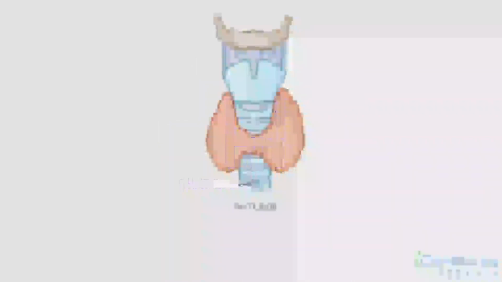In some people, there is a third lobe called the pyramidal lobe, which usually arises from the isthmus and extends up to the hyoid bone. On the posterior aspect of the thyroid, there are 4 small endocrine glands called the parathyroid glands.